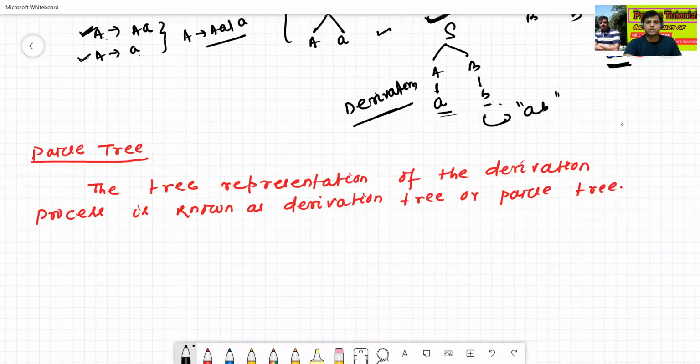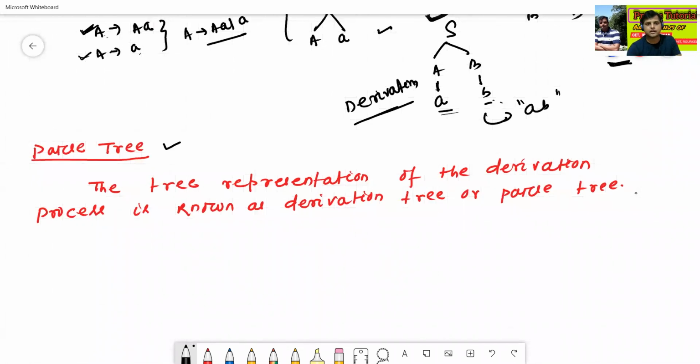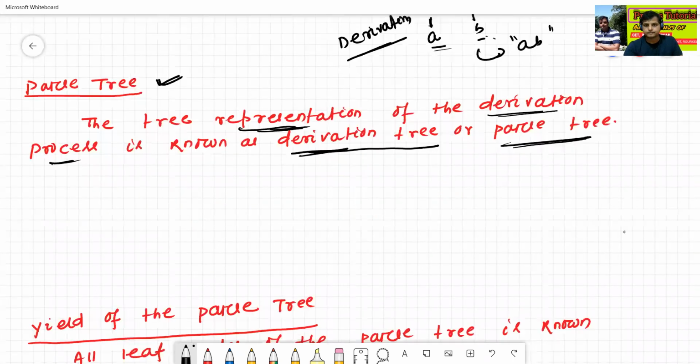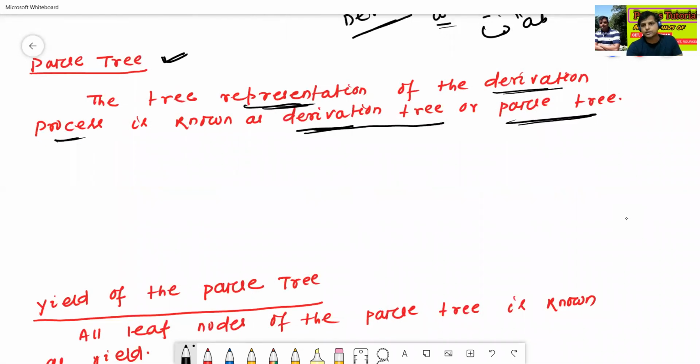The next definition is the parse tree. What is the parse tree? The tree representation of the derivation process is known as a derivation tree or parse tree. We can also use this example: S → AB, A → aA or a, B → bB or b.